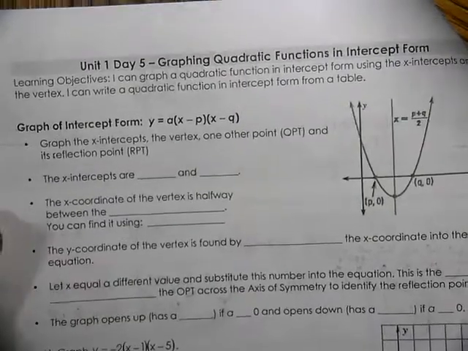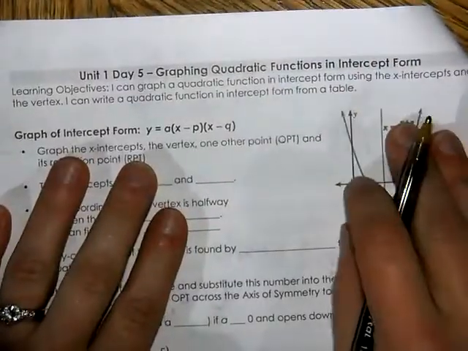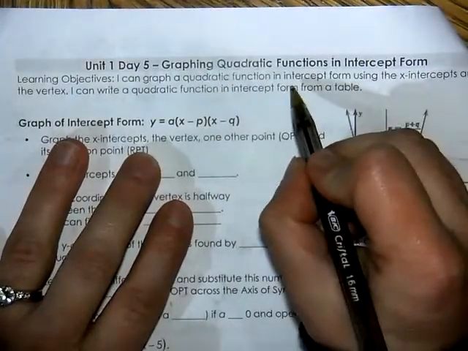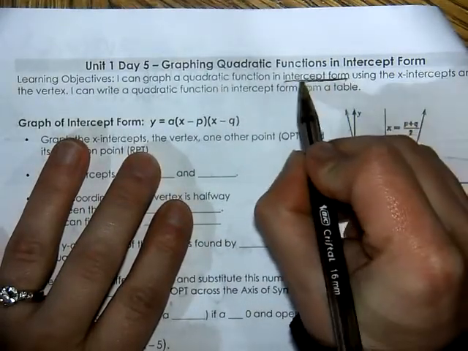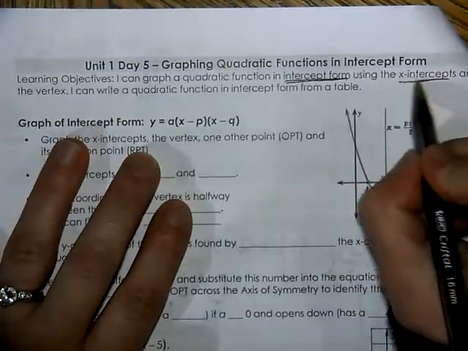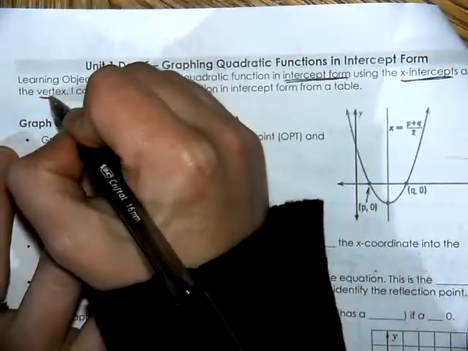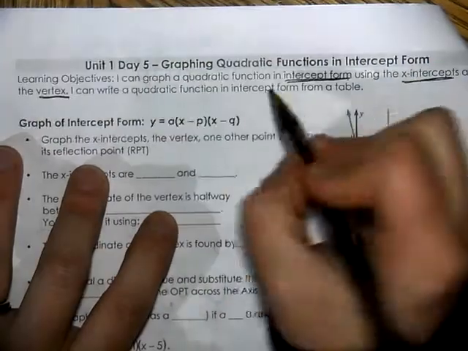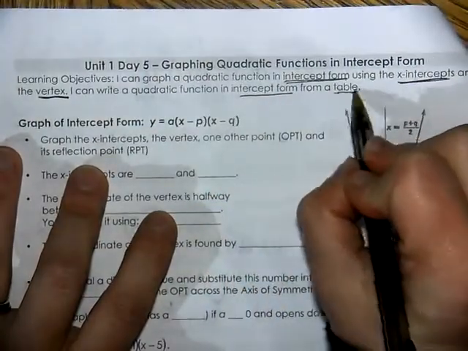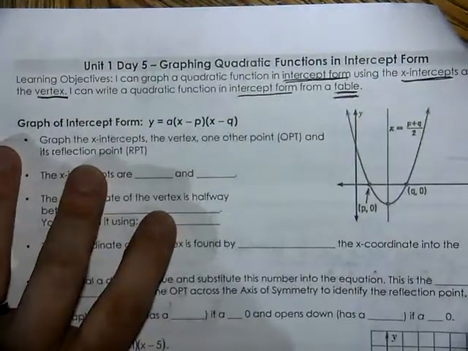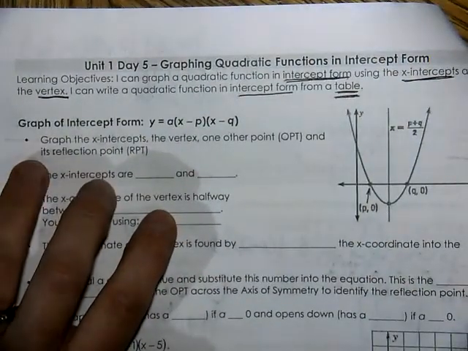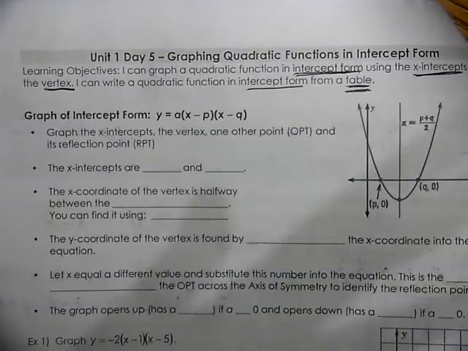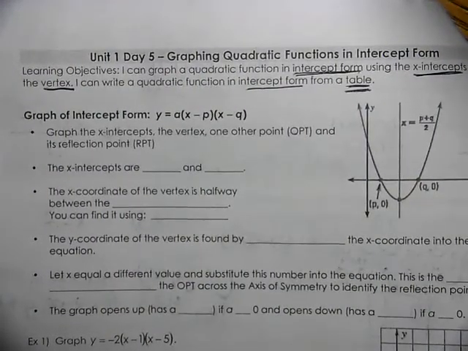All right, here we go. Today's learning objectives are for you to be able to say, I can graph a quadratic function that is written in intercept form using the x-intercepts and the vertex. I can write a quadratic function in intercept form given a table of values. This table of values is going to be very similar to the other tables of values that we have worked with, where we are going to be analyzing the second differences again.